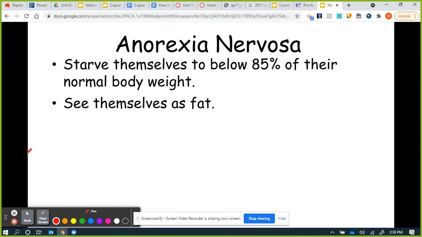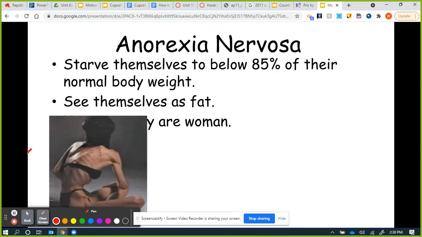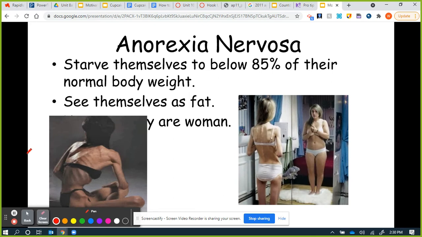All right, and then anorexia. There's no binging with anorexia. It is starving yourself to below 85% of your normal body weight. A lot of this is due to the fact that people with anorexia oftentimes see themselves as being fat, even when they are not fat.